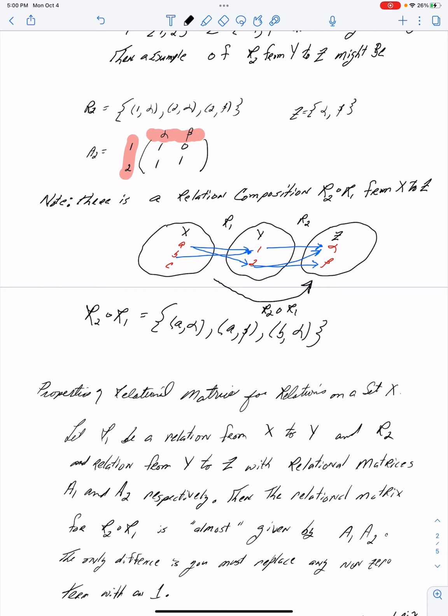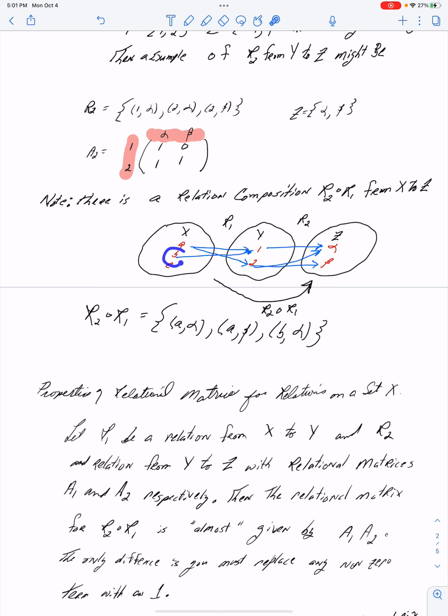And by our arrow diagram, what is that equal to? The answer is what? A goes to 1, which goes to alpha. Thus, I have the ordered pair A alpha. A also goes to 2, which goes to alpha. Well, I already have A alpha. But then A goes to 2, which goes to beta. So that gives me A beta.